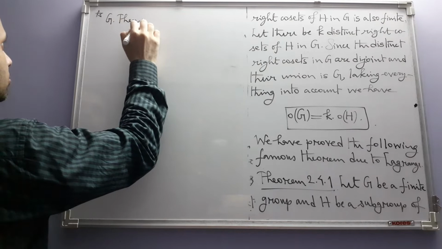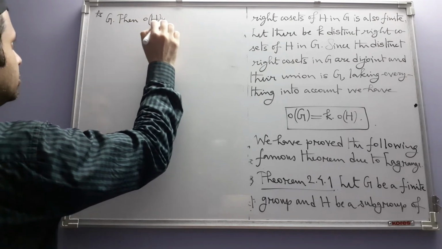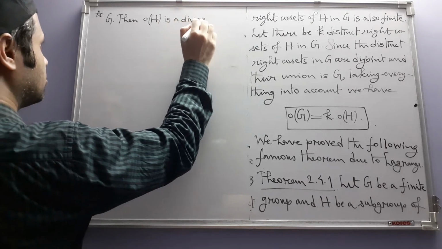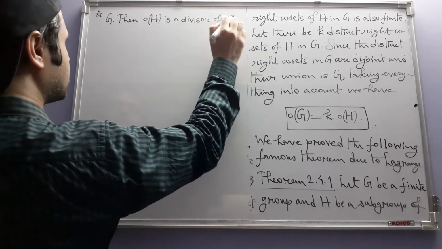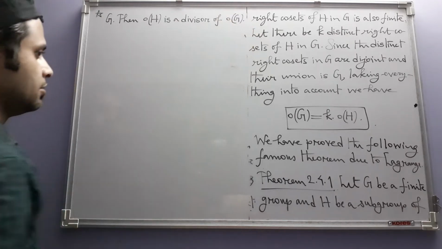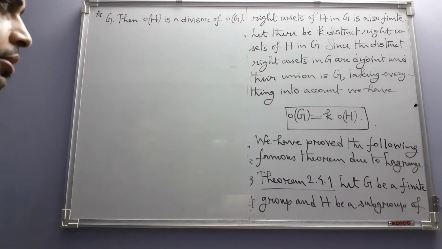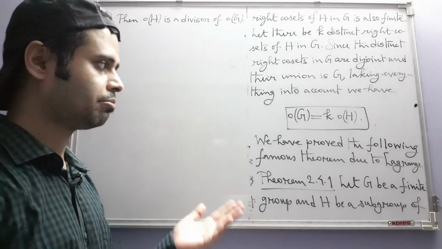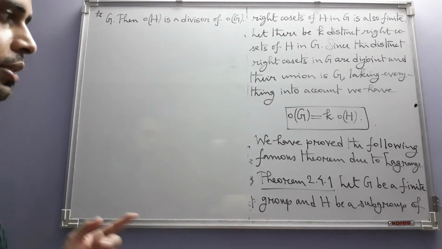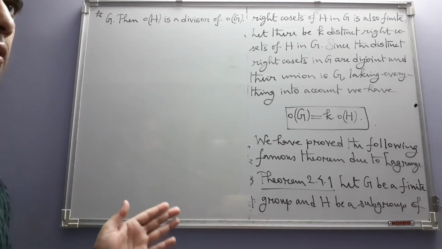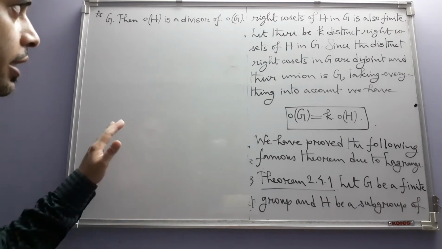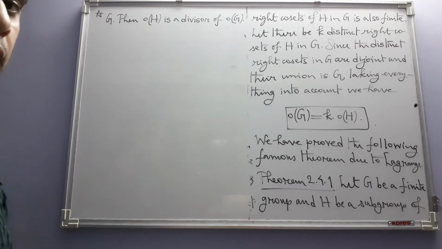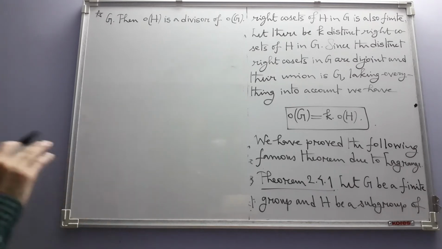Then the order of H is a divisor of the order of G. That means in a finite group, the number of elements in any subgroup has to divide the number of elements in the whole group. And this theorem is of central importance in finite group theory because it puts severe restrictions on the subgroups that we can have in a group because of this criterion.